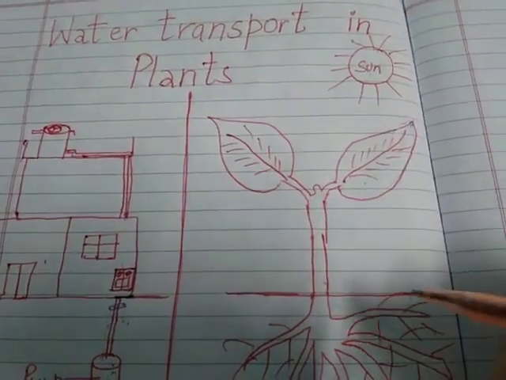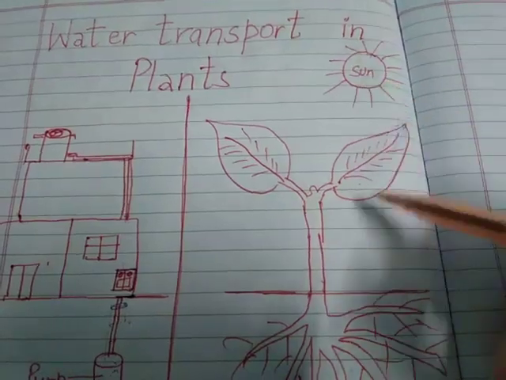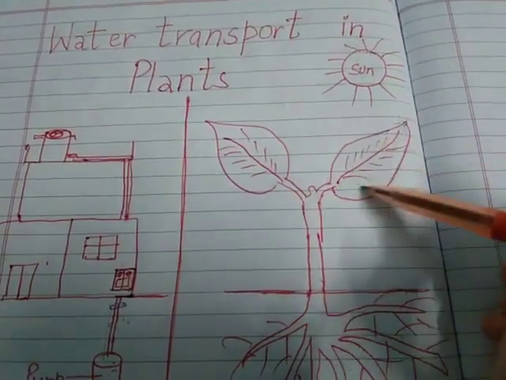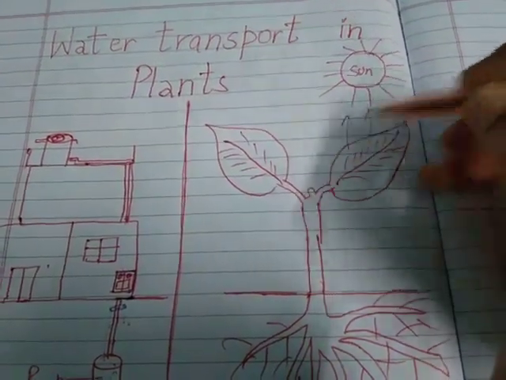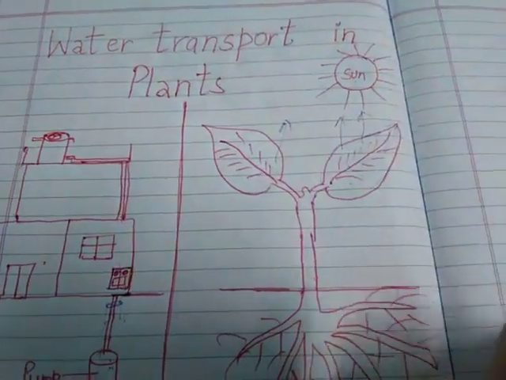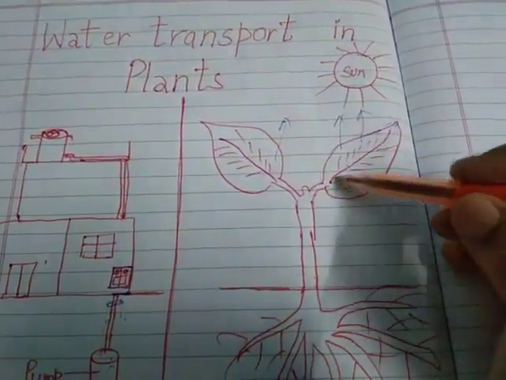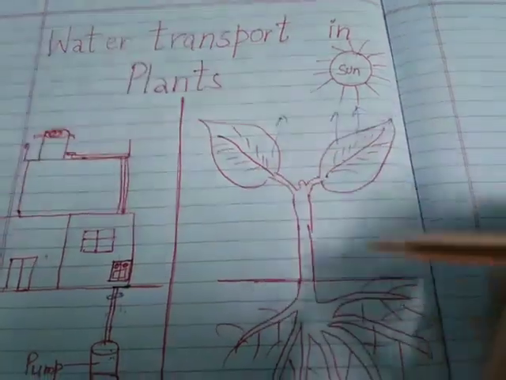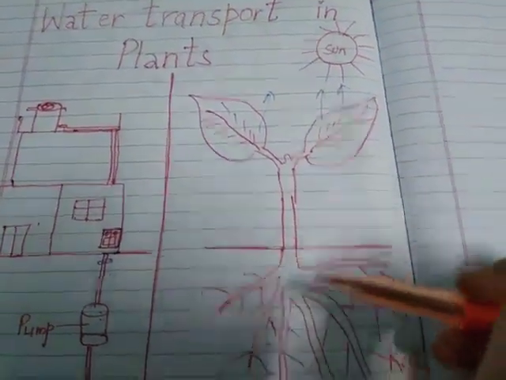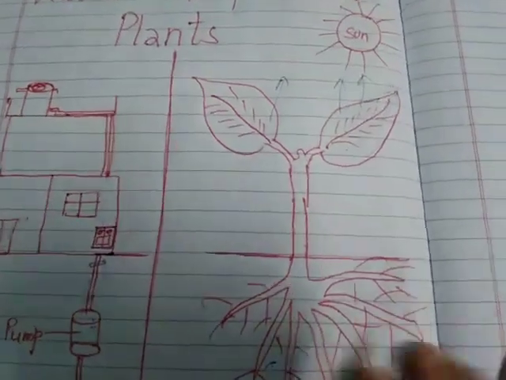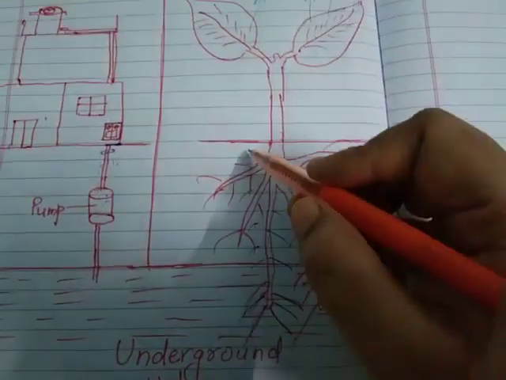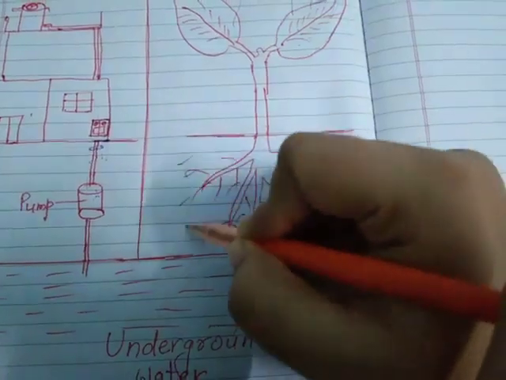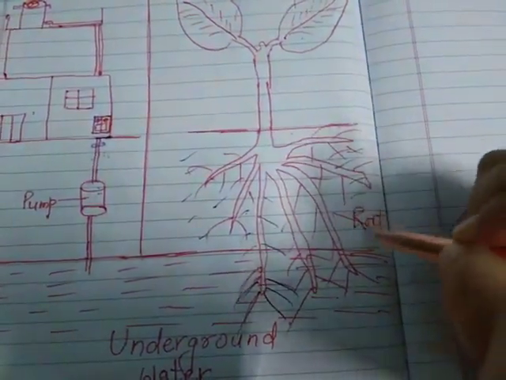Same is the situation with the plant. Due to the heat of the sun, water is evaporated from the surface of the leaf. Now this plant becomes thirsty. It requires water. And now where is the water present for the plants? Yes, under the ground. The water is also present under the ground. Here also water is present, but in small amount.